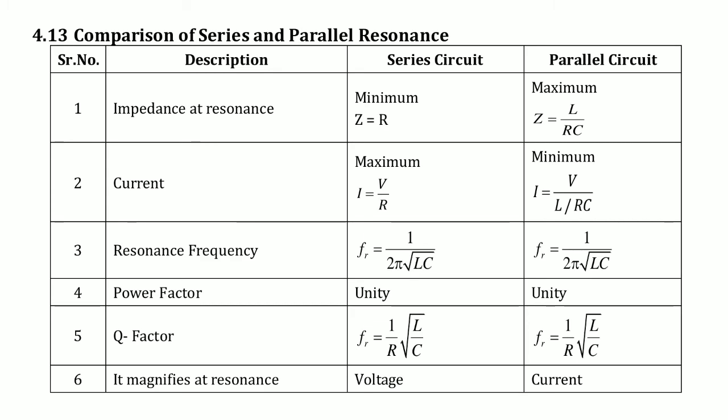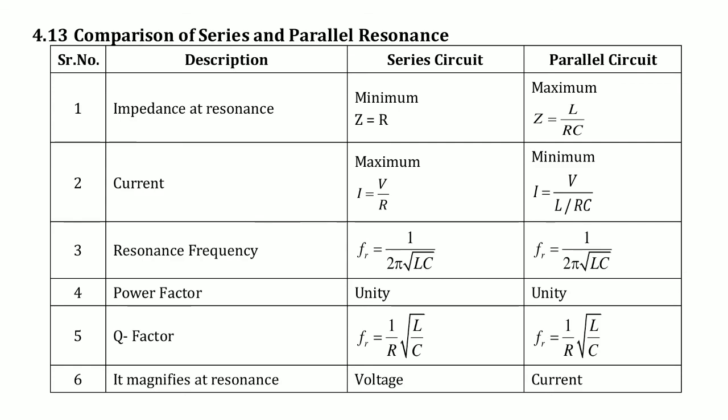Now resonance frequency FR is equal to 1 by 2 pi root LC in the series circuit. In the parallel circuit FR is equal to 1 by 2 pi root of 1 by LC minus R square by L square, but by neglecting resistance, FR is equal to 1 by 2 pi root LC. Power factor is unity in both series and parallel circuits.